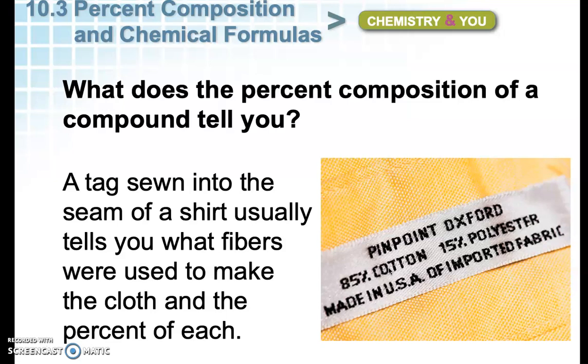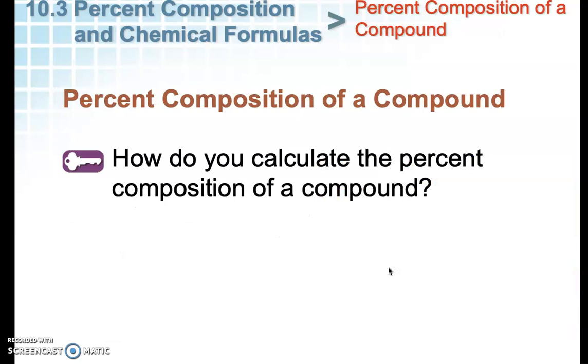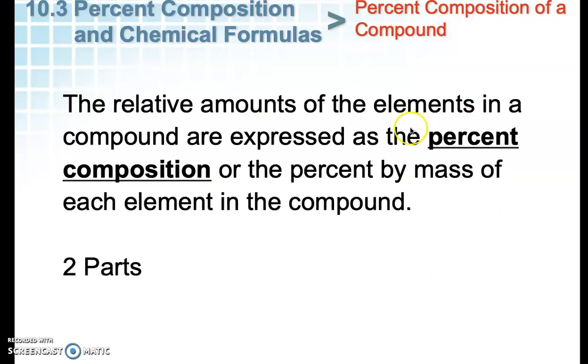But anyway, let's look a little deeper. How do you calculate the percent composition of a compound? Well, we're going to go over two parts to percent composition, and there's a lot more that you could do with it, but we're going to keep it basic. When you get to college, there's going to be a lot more problem solving utilizing this, especially in forensics and whatnot. The relative amounts of the elements in a compound are expressed as the percent composition, or the percent by mass of each element in the compound.